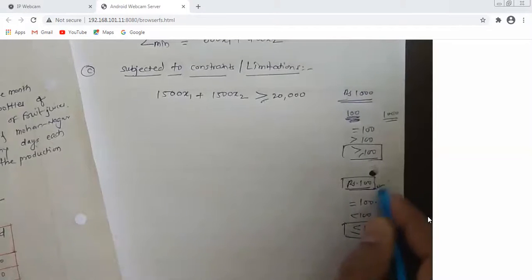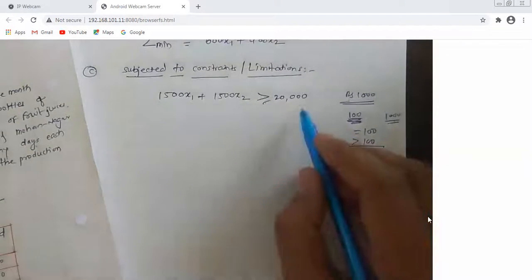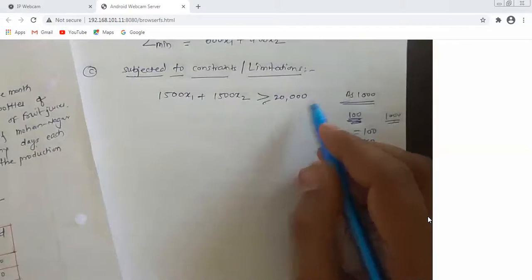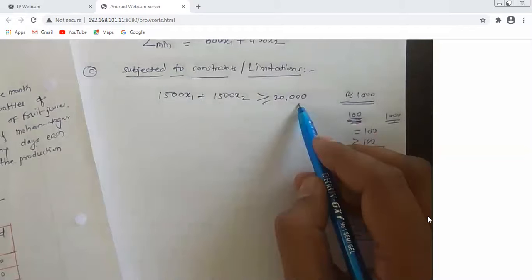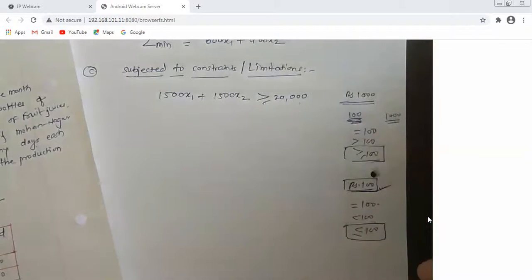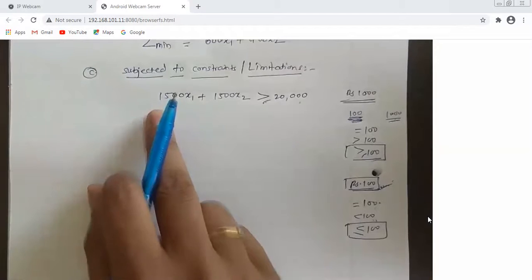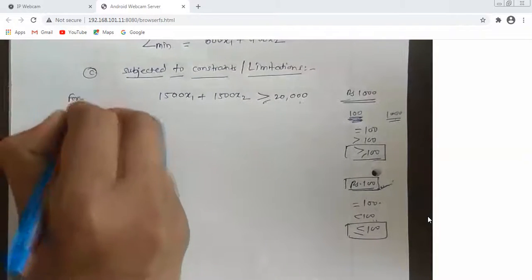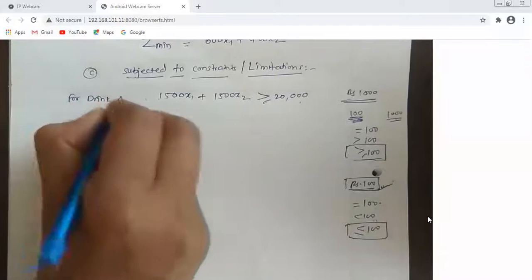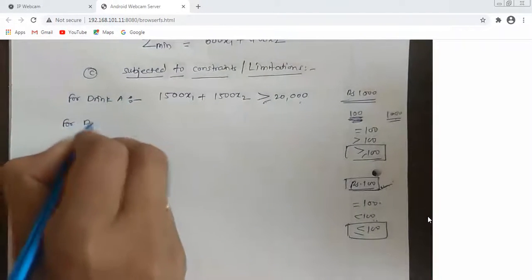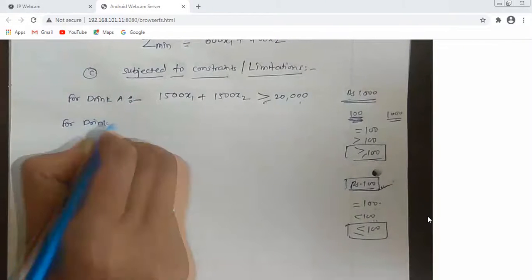This is the maximum availability, and this is the demand they have given, but they have not mentioned the maximum demand. So the meaning is that we can produce at least 20,000 bottles, or we can produce more than 20,000 bottles. That is the meaning of this greater than or equal to. So this is the constraint for drink A. Similarly, we have to find it for drink B and drink C.